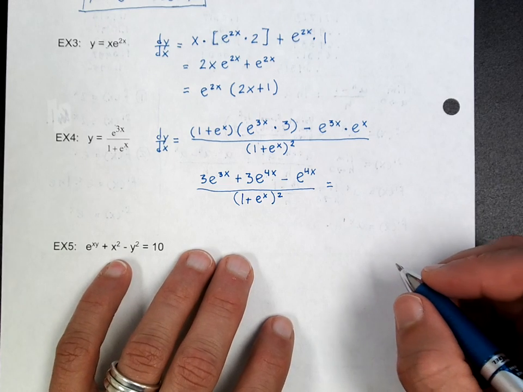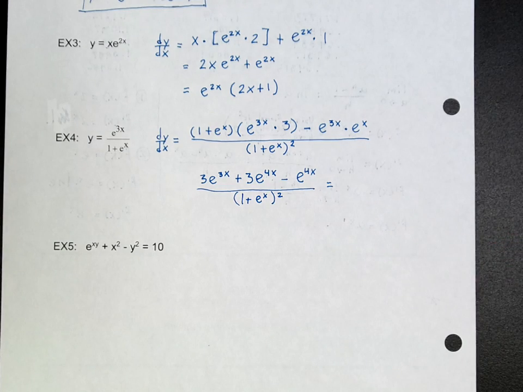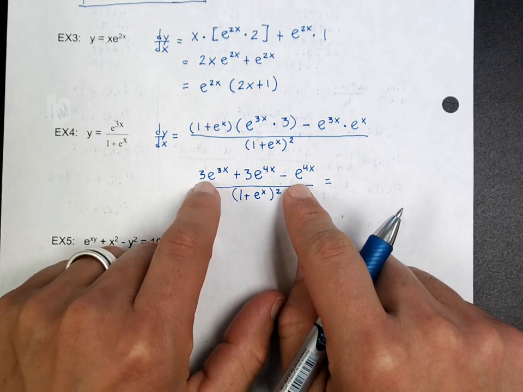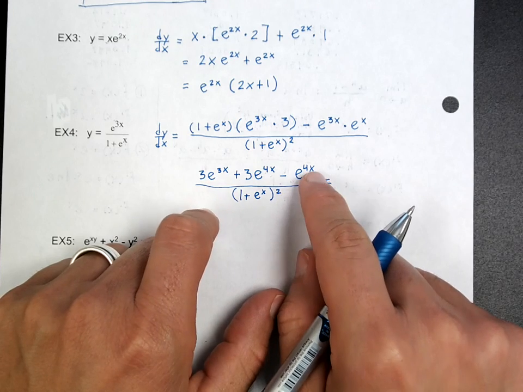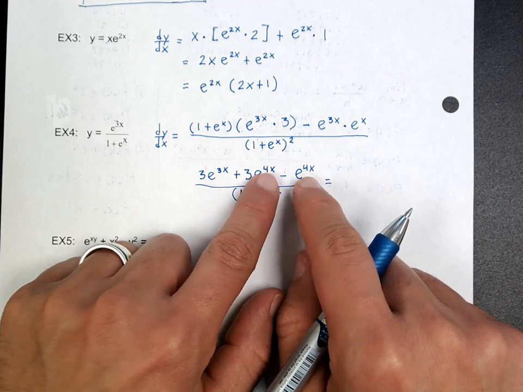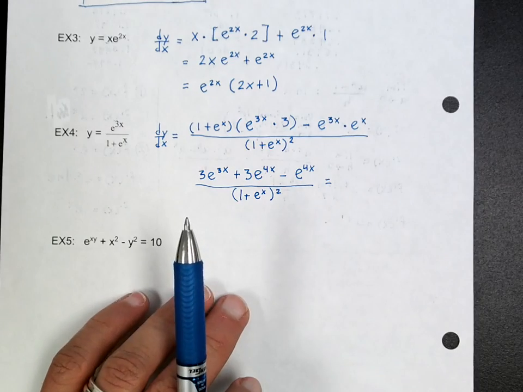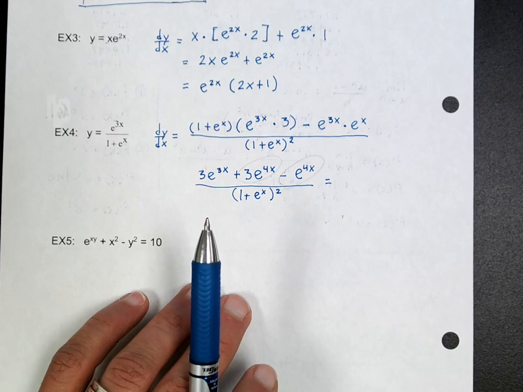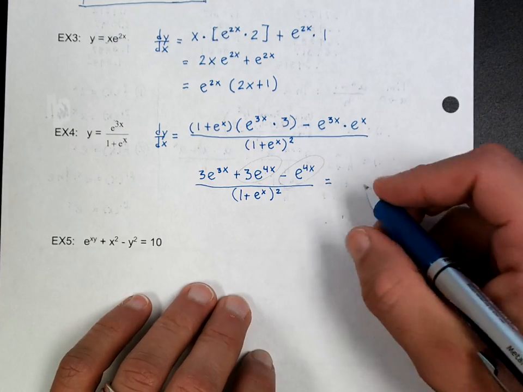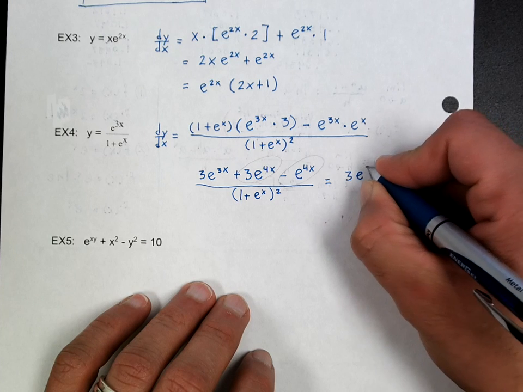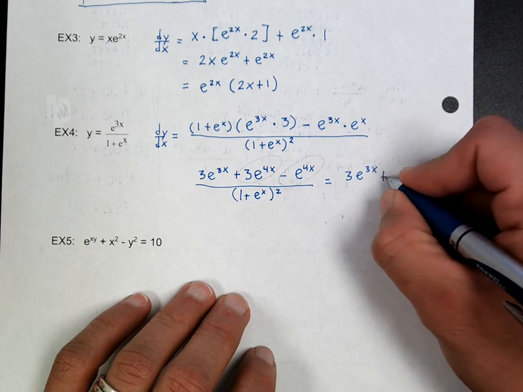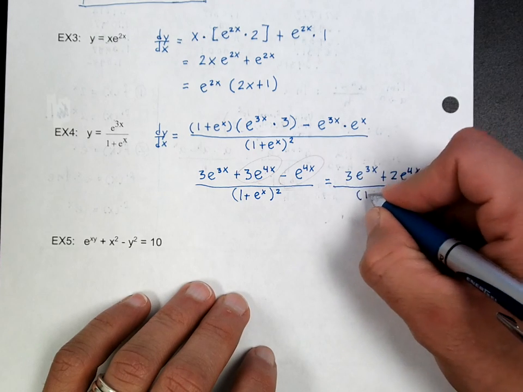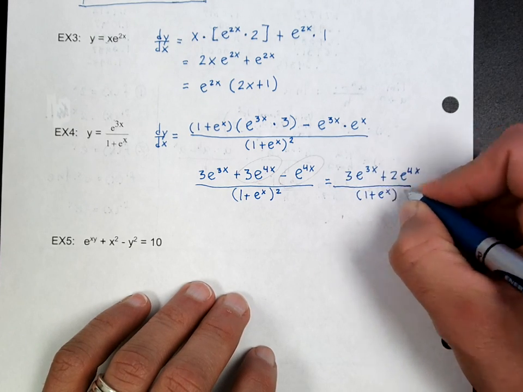And potentially, let's see what else we can do from here. Okay, yeah. So notice that you have like terms here. You have 3e to the 3x minus e to the 4x plus 3e to the 4x. So these two right here, excuse me, might have said that wrong the first time, these two are like terms. So I'm going to add those two. So this right here would be 3e to the 3x plus 2e to the 4x over 1 plus e to the x to the power 2.